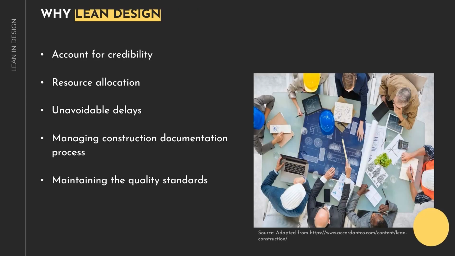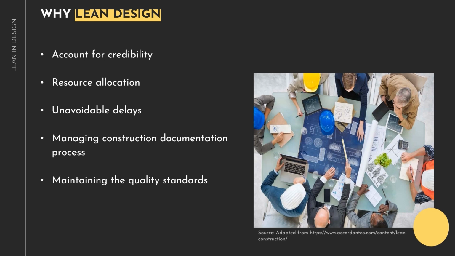So in this slide, we're going to discuss why Lean design is important for our project management. So why is it important? Because of five main factors, which are accounting for credibility, resource allocation, unavoidable delays, managing the construction documentation process, and maintaining the quality standards. Firstly, we're going to discuss accounting for credibility.